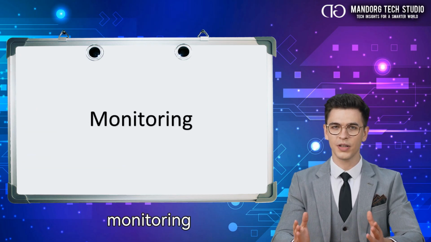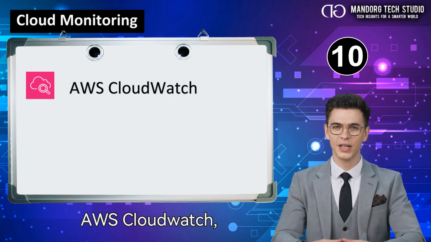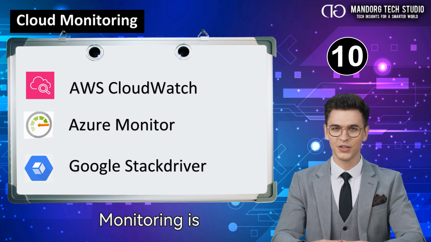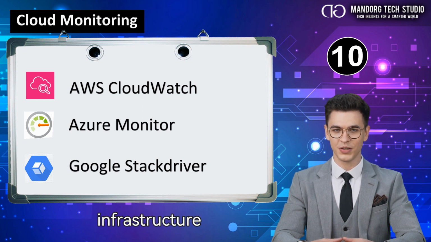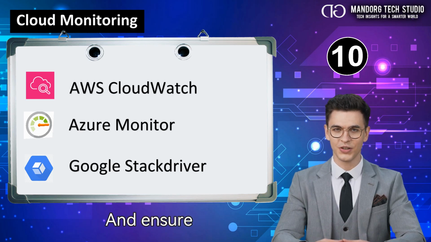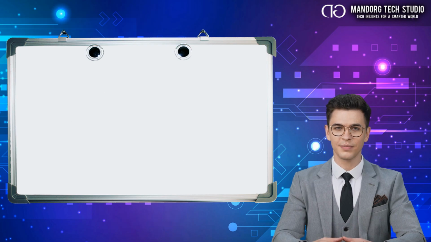Next up, monitoring. 10. AWS CloudWatch, Azure Monitor, Google Stackdriver. Monitoring is critical for ensuring your infrastructure runs smoothly. These services provide insights into performance, detect issues early, and ensure everything is operating as expected.